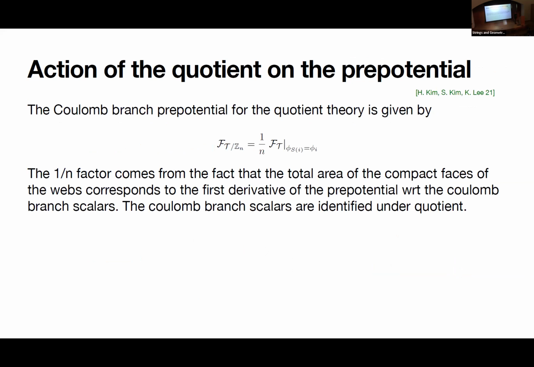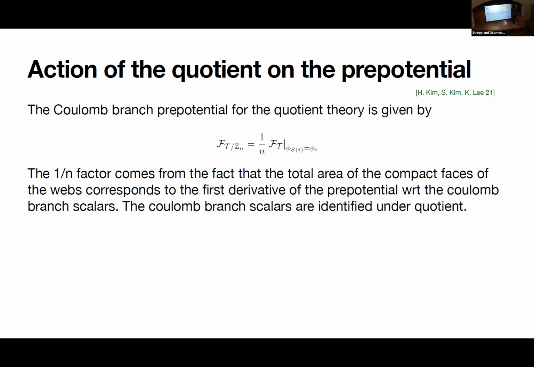One thing that is very important in 5D CFTs, and one method that we have to study these 5D CFTs, is the prepotential. The prepotential governs the dynamics of the effective field theory in the Coulomb branch. The way the prepotential transforms under this quotient is just 1/n times the prepotential of the original theory, where you have also done the identification of the Coulomb branch parameters, because when you do the quotient, the Coulomb branch parameters are also identified.